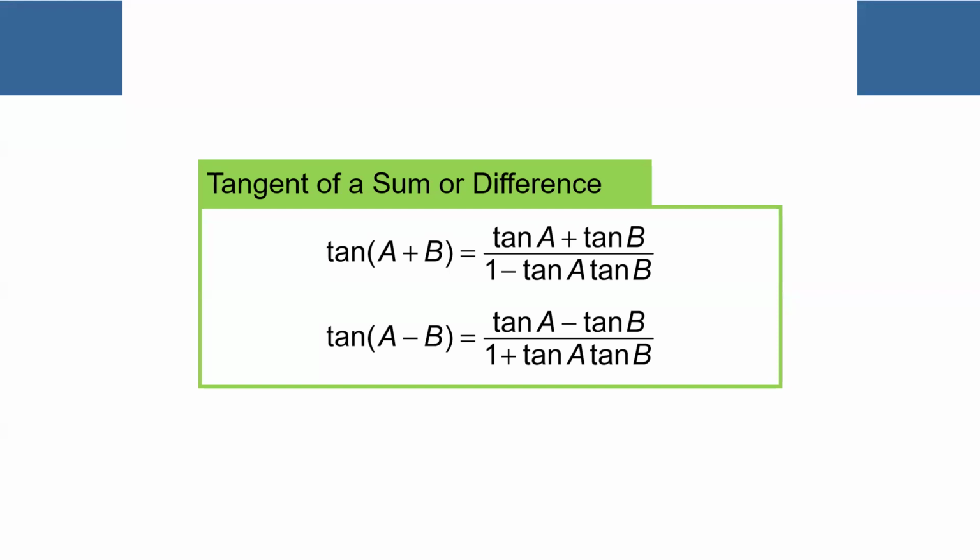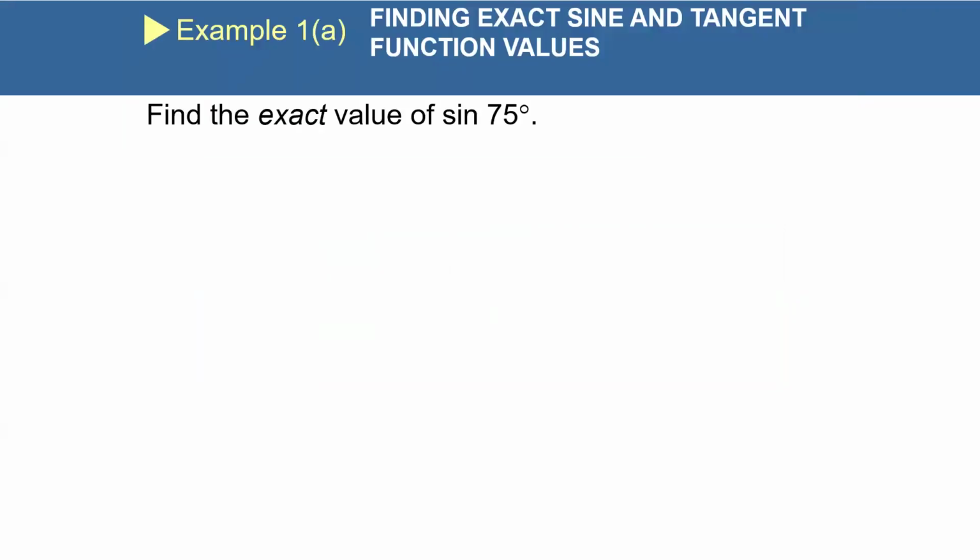Yes? All right, so let's start off with an example. If I wanted to find the exact value of sine of 75, the first thing I want to ask myself is, what two angles that I know of on my unit circle can be added or subtracted to give me 75?